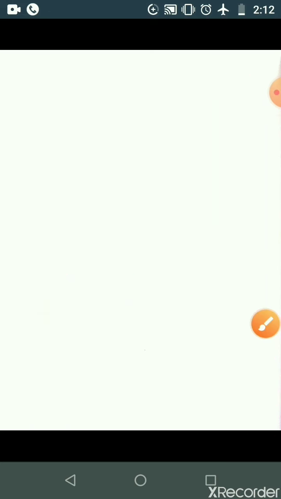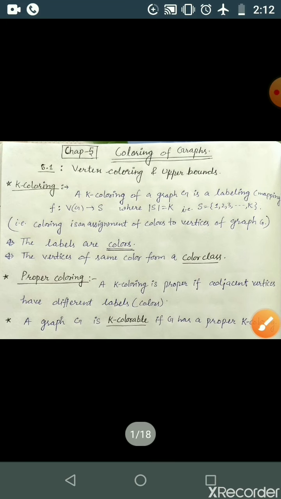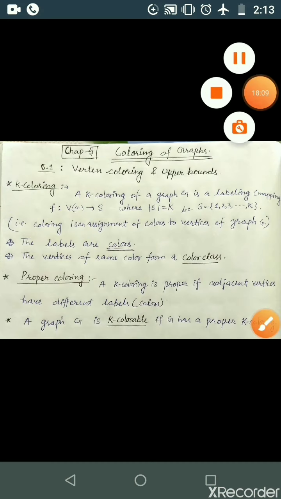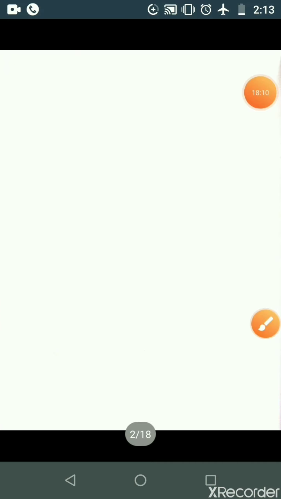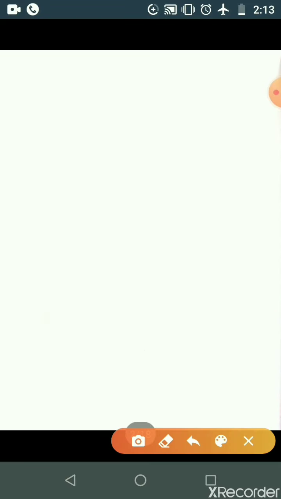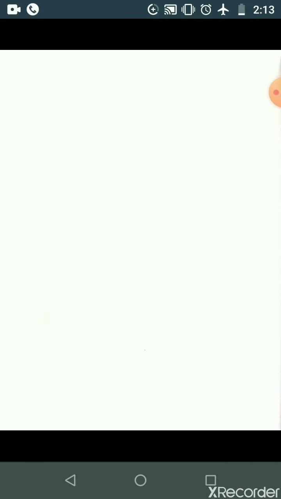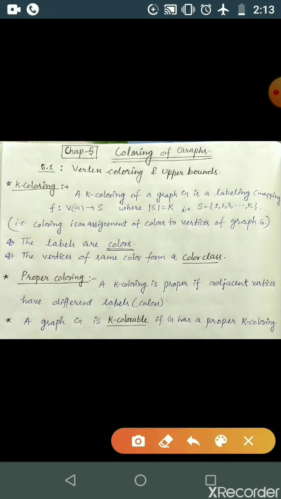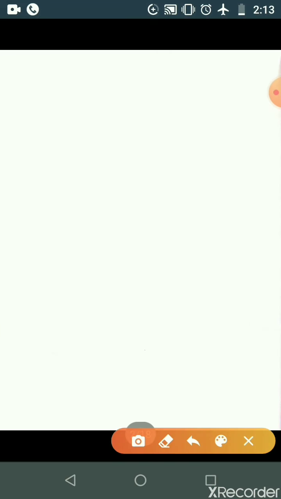Okay, a graph G is k-colorable if it has a proper k-coloring. Okay, some more examples we can just discuss about these definitions: proper coloring, k-colorable, k-coloring, and color class. So let's discuss some more examples.